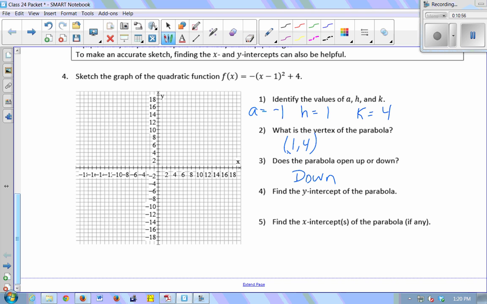How would I find a y-intercept of the parabola? Put a 0 in for x, good. So f of 0 would be -(0 minus 1) squared plus 4. So 0 minus 1 is -1. And when you square -1, you get +1. But then I have a negative on the outside, so it becomes negative again. And then plus 4, and I get 3. So I've got a y-intercept of 3. And then how do I find x-intercepts?